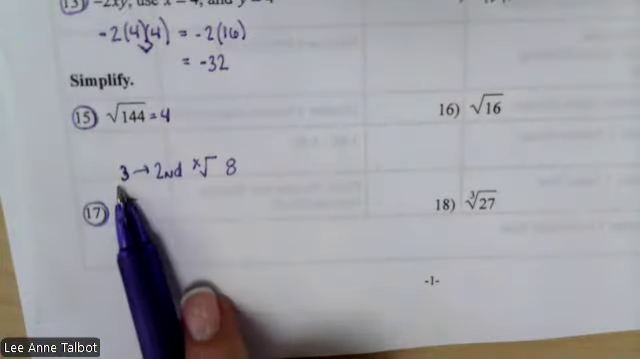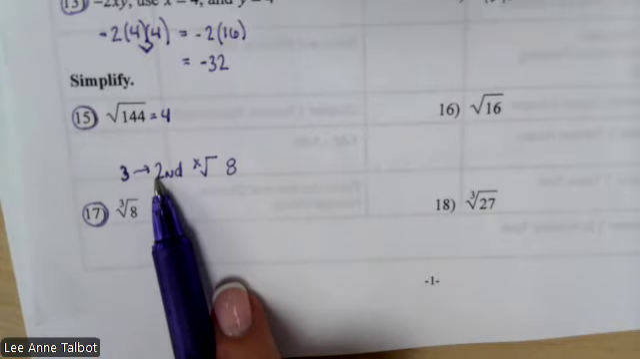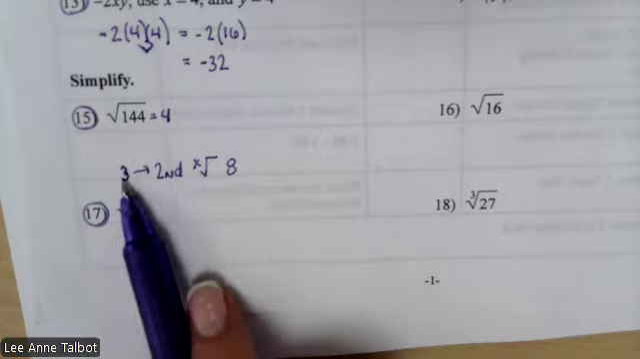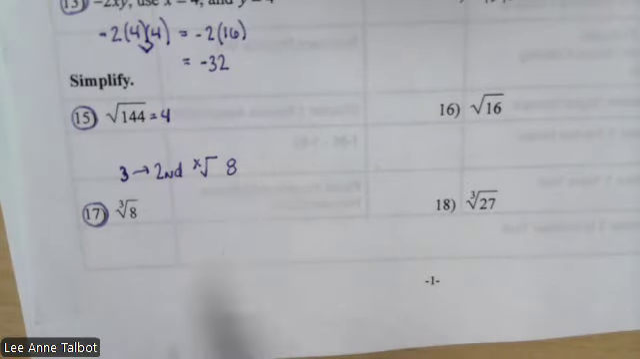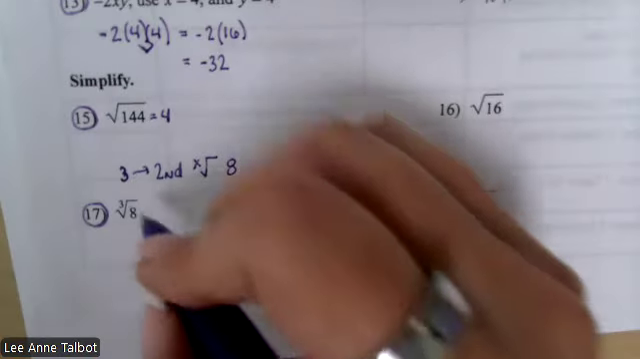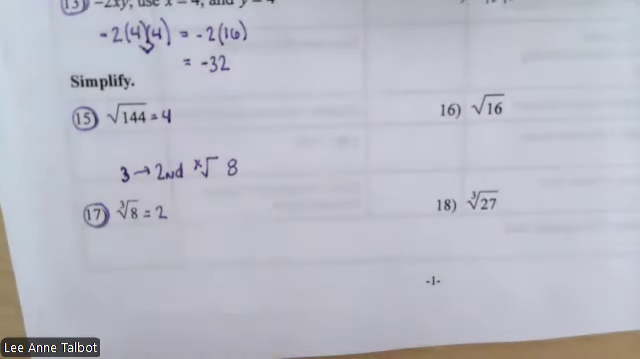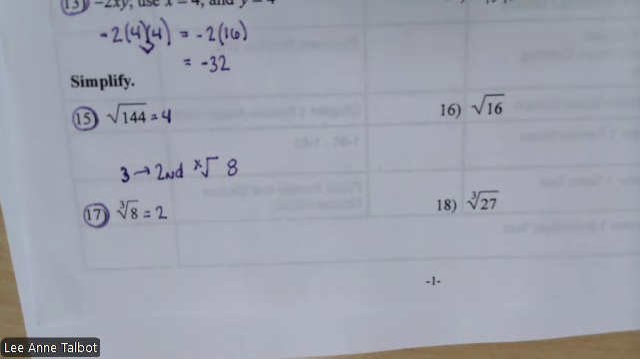So it should be 3, then second, then the x root, and it puts the 3 there, I promise you, even though it doesn't look like it. And then type 8, and it should be 2. See if you can do it. You can do it on the calculator.